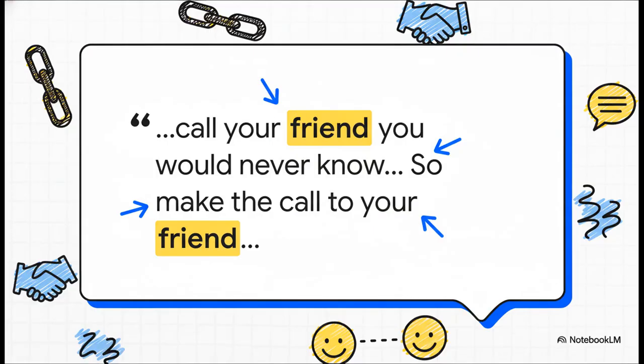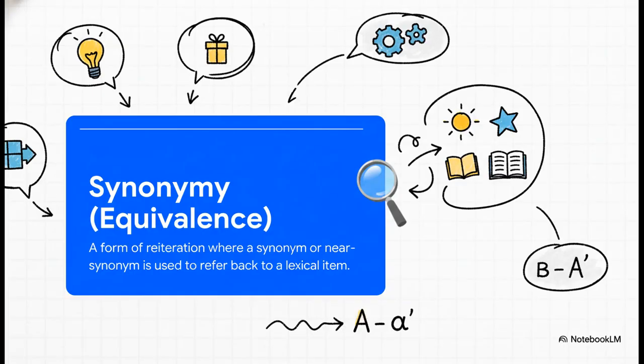See how the word friend pops up twice? Now, you might think that's lazy writing, but it's not. It's actually a very deliberate choice to create cohesion. That repetition makes the link between the two parts of the sentence impossible to miss. The focus stays right on the friend. Okay, so that's simple repetition.